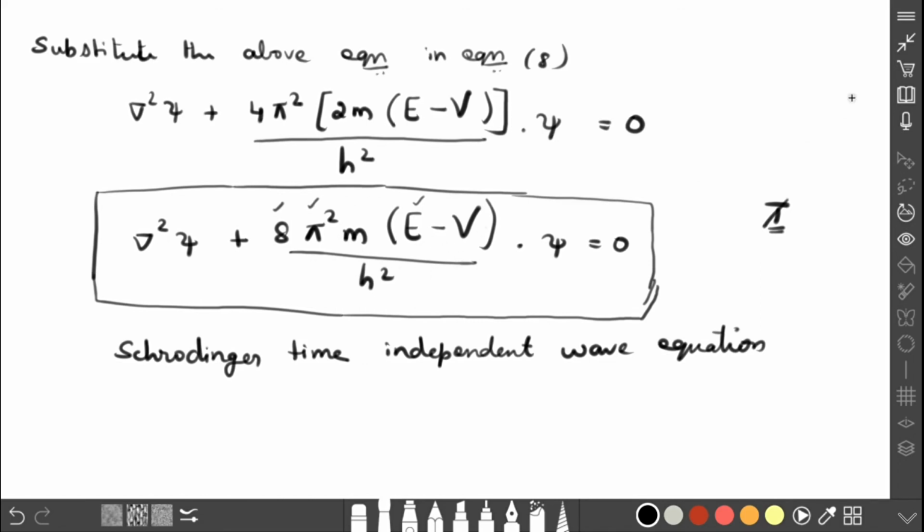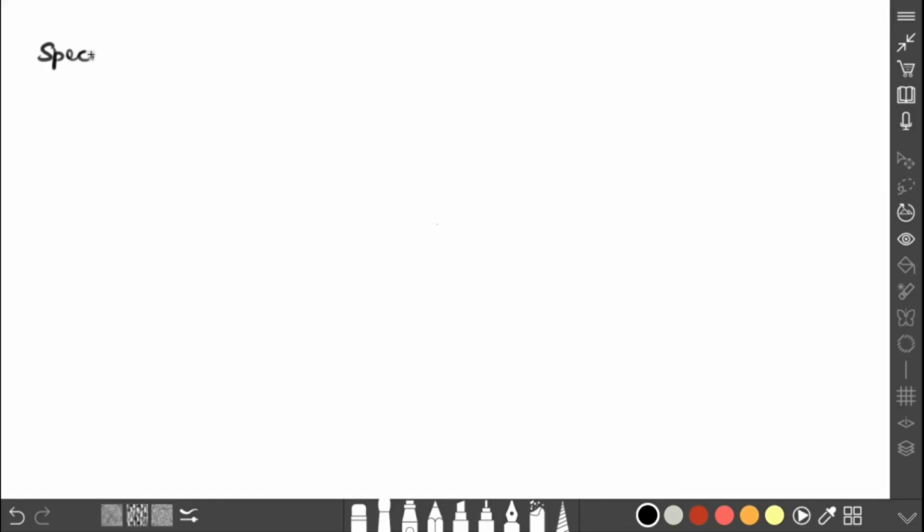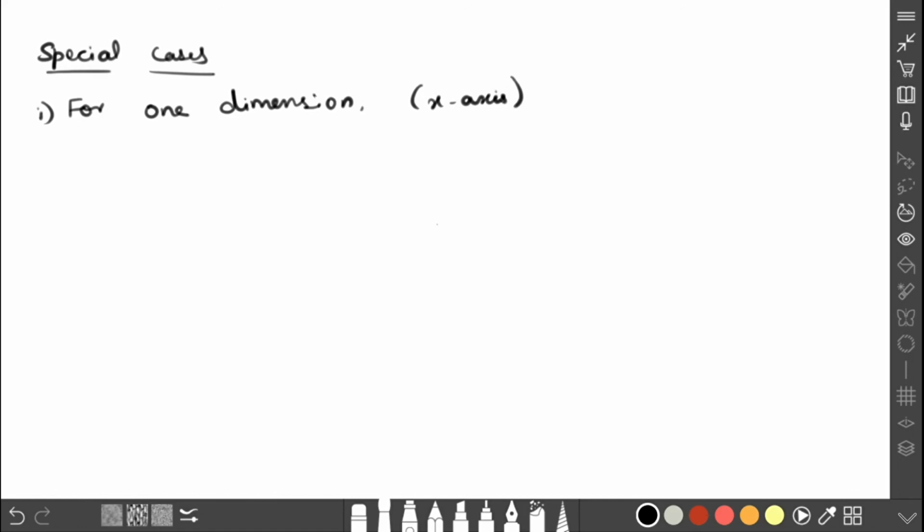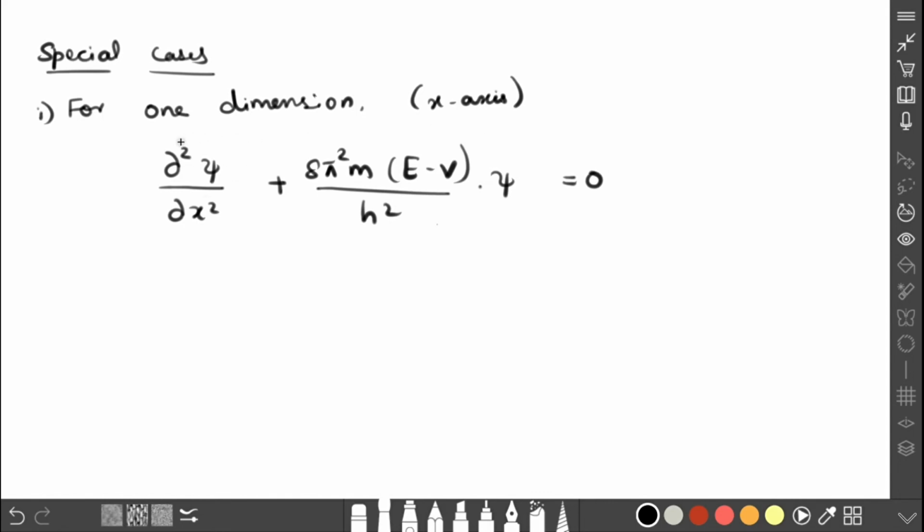So what are the special cases of our result? Actually, we have discussed this equation for 3 dimensions. Suppose we are going to write for 1 dimension, how the equation will be modified. If the particle is moving along 1 dimension, along the x-axis, then instead of del square psi, I am going to write only dou square psi by dou x square, plus 8 pi square m into E minus V divided by h square into psi is equal to 0. So the same equation, but in terms of the x-axis.